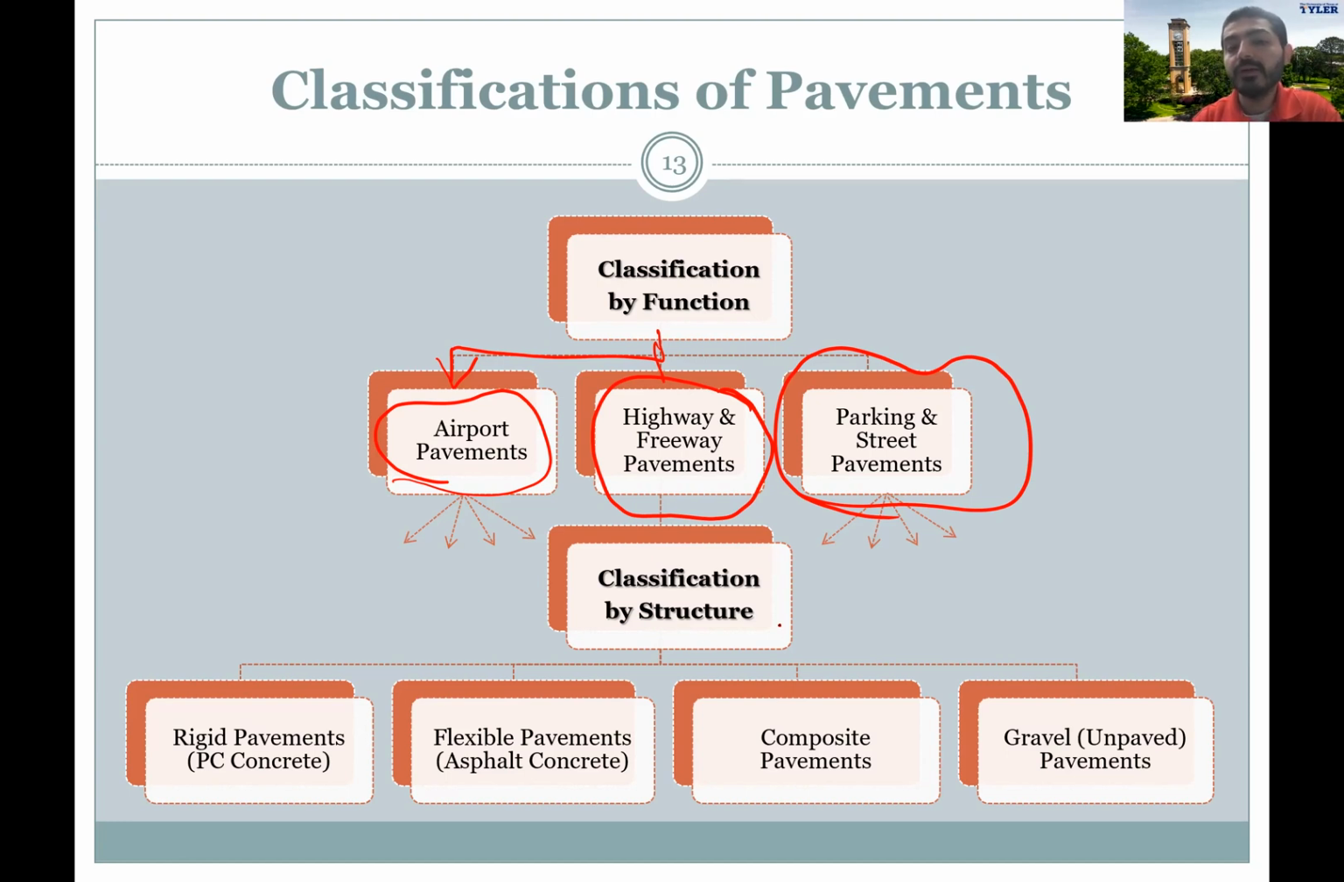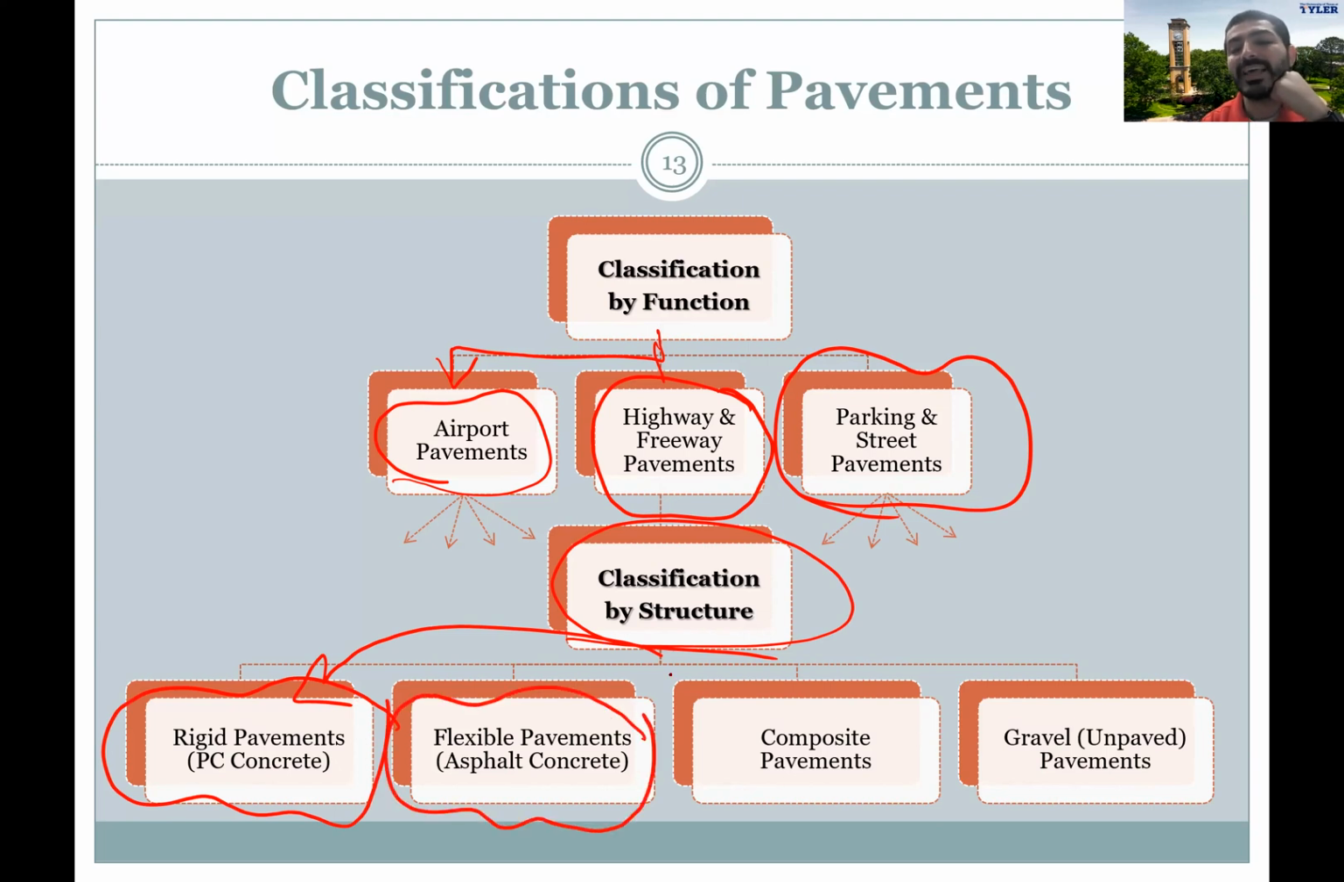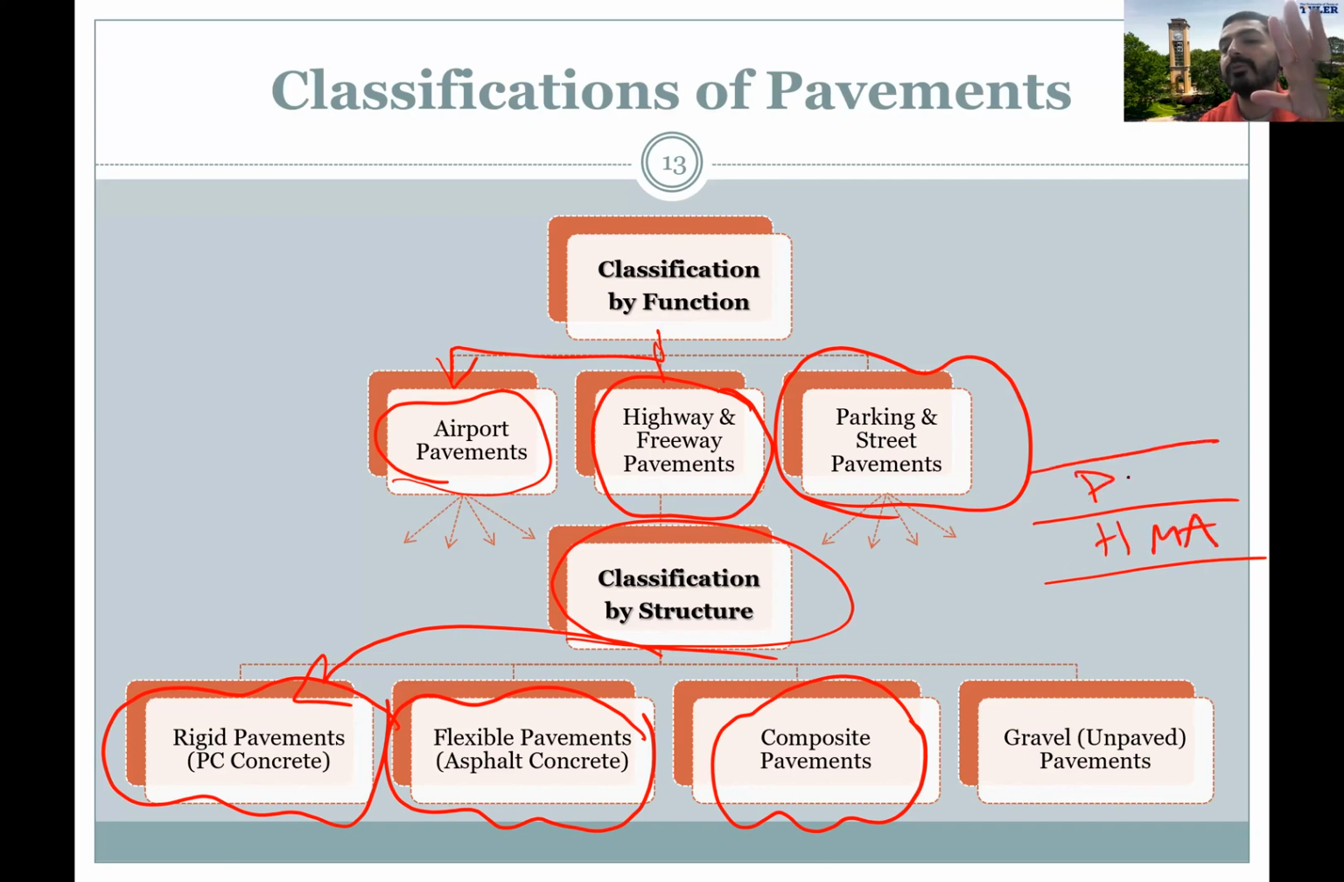We can also classify pavements using different structures. So we can have rigid pavements, which is Portland cement concrete, or we can have flexible pavements, which is the asphalt concrete, or we can have composite pavements, where the bottom layer would be, let's say, a hot mix asphalt, and then I'm going to overlay it with a Portland cement concrete, or the other way around, where I have an existing Portland cement concrete layer, and now I'm going to overlay it with a hot mix asphalt. Or we can have gravel unpaved roadways.